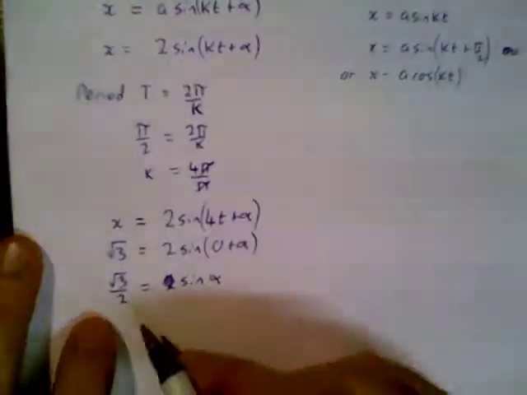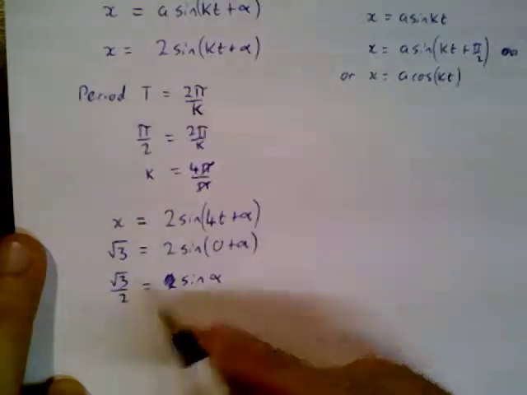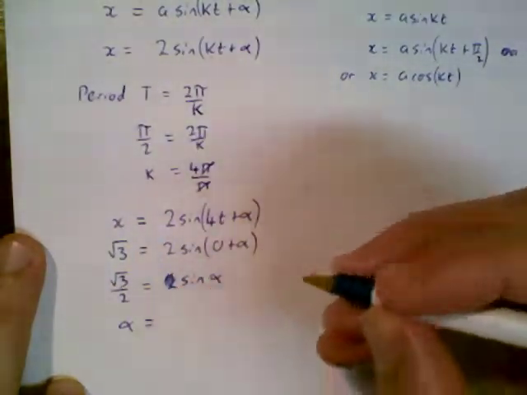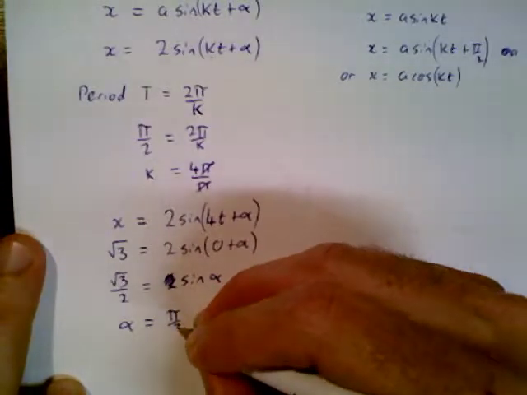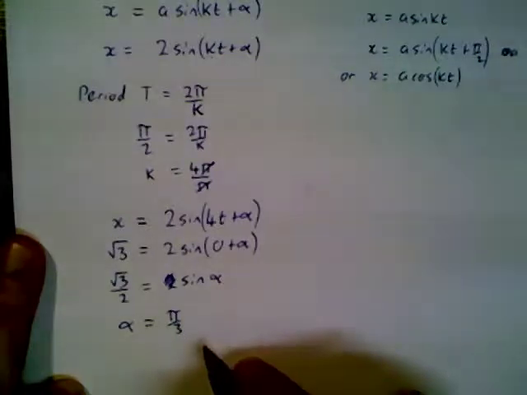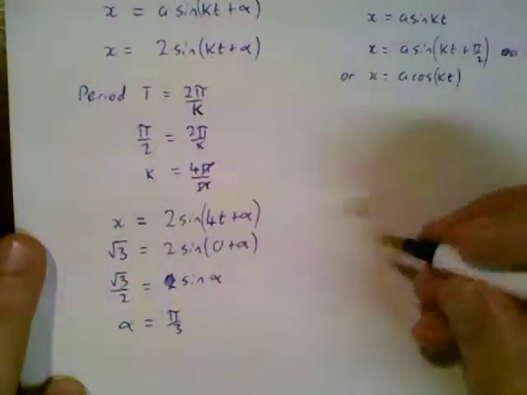Now solving that, we've got one of our exact values here, √3 on 2. So that'll generate an answer here of alpha equals pi on 3. Now working in radians here; in degrees, that would be 60 degrees. But we must consider also our unit circle.